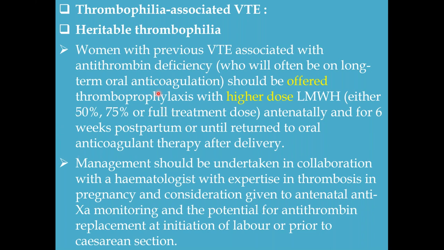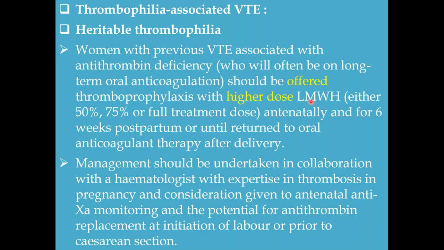What about the types of thrombophilia associated? As you know, there are two types of thrombophilia, inherited or acquired. Inherited thrombophilia includes activated protein C resistance, factor V Leiden mutation, prothrombin mutation, antithrombin deficiency, and protein S and C deficiency. So women with previous VTE associated with antithrombin deficiency, who will often be long term on oral anticoagulation, should be offered thromboprophylaxis with high dose. This is mentioned in the previous table, more than 4, score 4 antenatally.